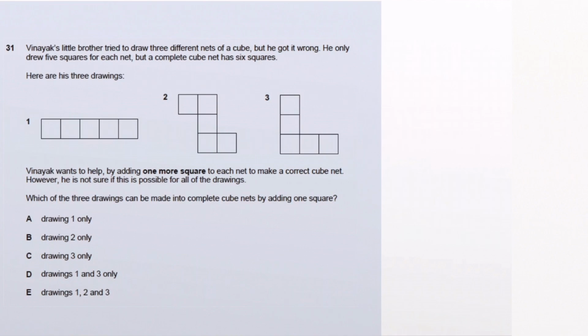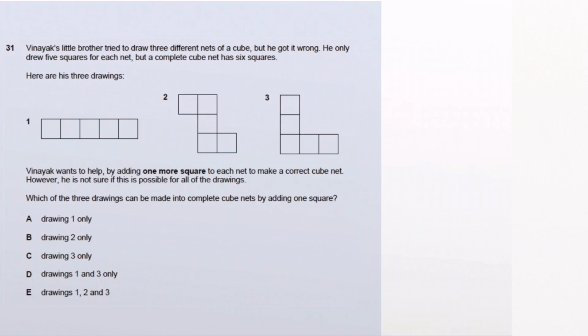Vinayak wants to help by adding 1 more square to each net to make a correct cube net. However, he is not sure if this is possible for all the drawings. So which of the 3 drawings can be made into complete cube nets by adding 1 square? This question type is similar to the graph types where we have to pick out 3 statements, but it's kind of the reverse way around where we have to pick out 3 of the diagrams. So again, we can just try and add a square here and there for each of the cube nets to see which one is truly one that can form into a cube.